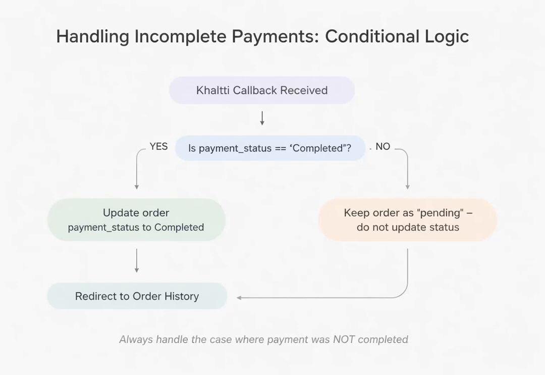A robust payment integration must also handle the case where payment was not completed. If the user abandons the payment or if something goes wrong on Culti's side, the callback still fires, but with a status that isn't completed. In that scenario, we should not update the order's payment status to completed. The conditional logic should check whether the status coming back is actually completed before making any changes. If it's not, the order stays in its pending state. This prevents false confirmations and keeps your data accurate.